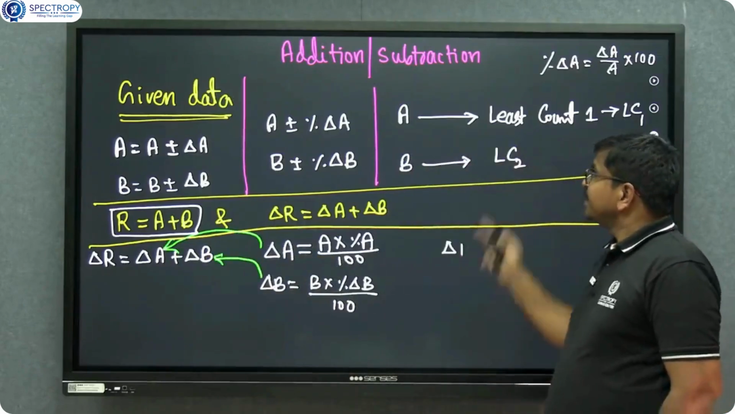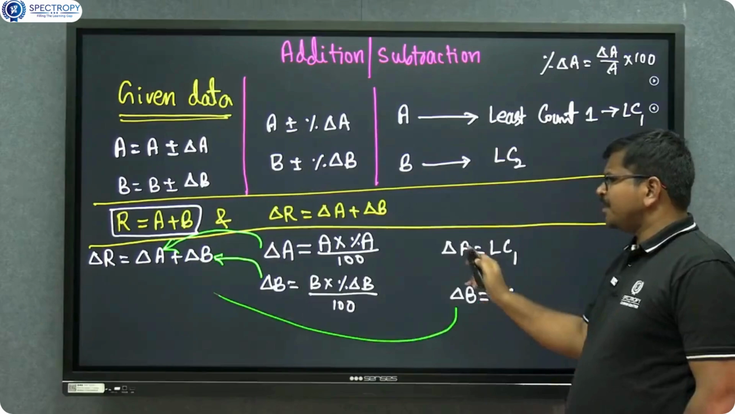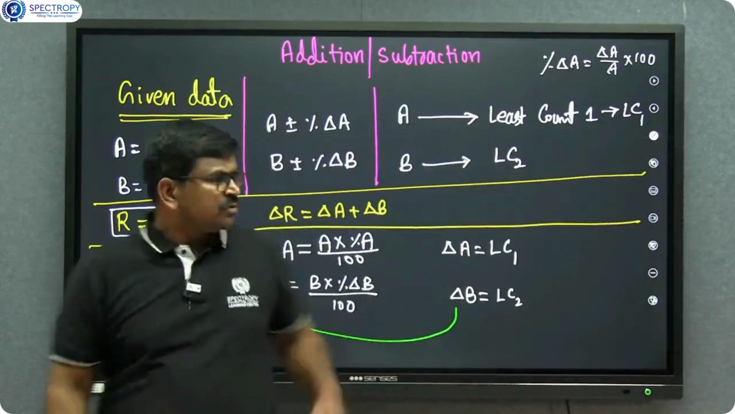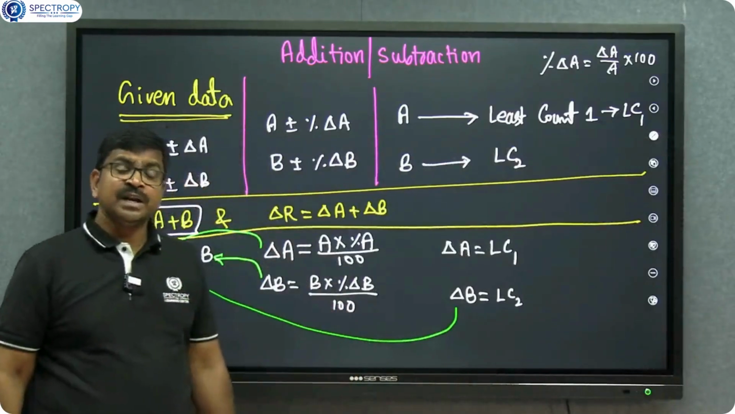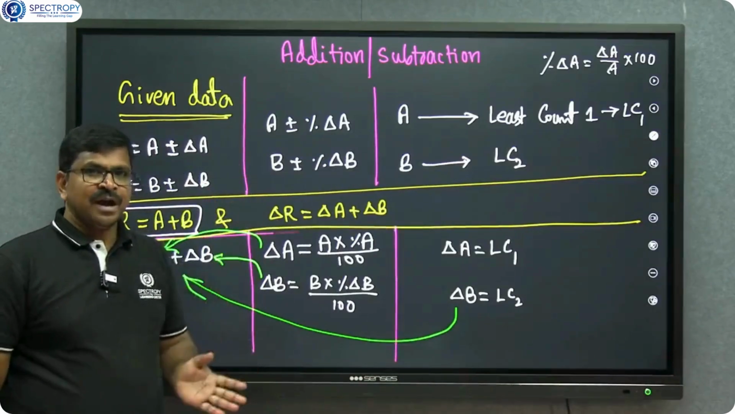Now, if the least counts are given, simply the least count itself is the absolute error, and after getting these two things, come here. It looks a little bit clumsy, right? So let me again give you an idea with proper alignment.